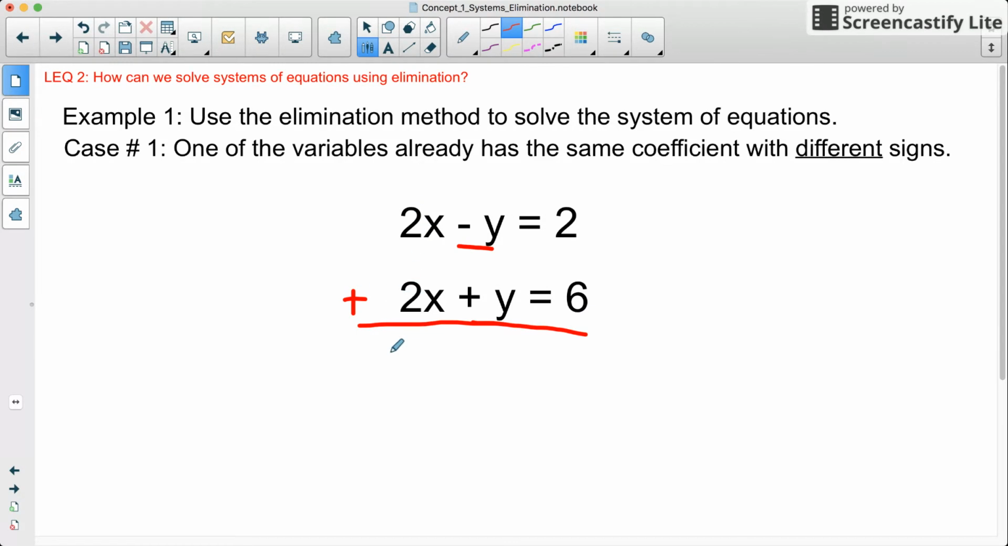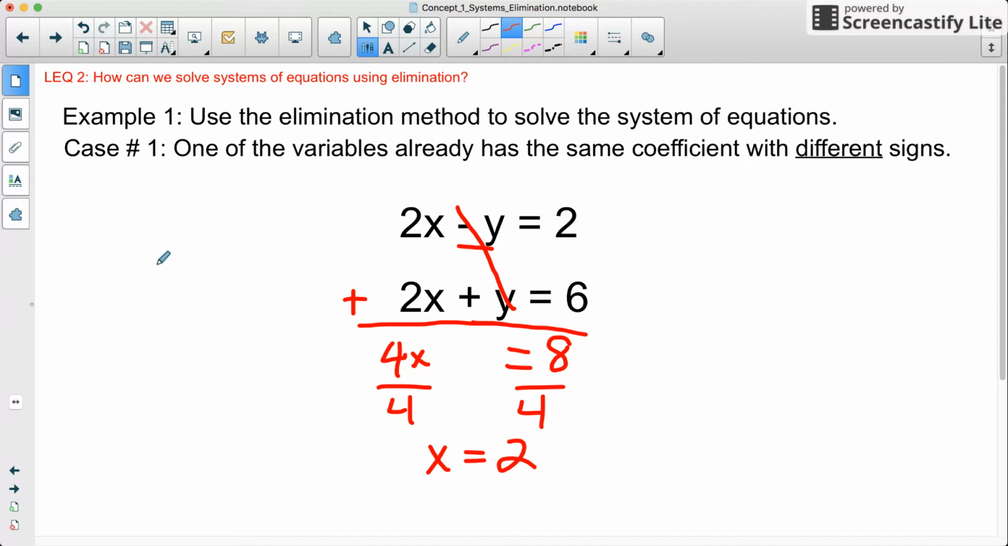When I add 2x and 2x, I get 4x. Negative y plus y gives me 0, so that crosses off. Bring down my equals. 6 plus 2 is 8. Now I'm going to use algebra. Divide both sides by 4. X equals 2.